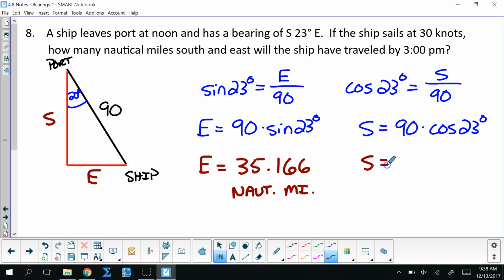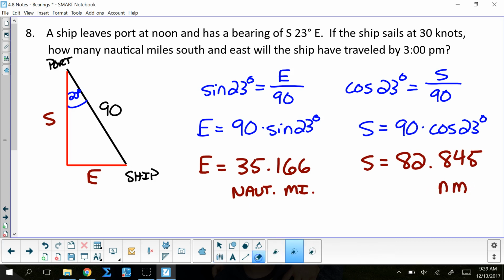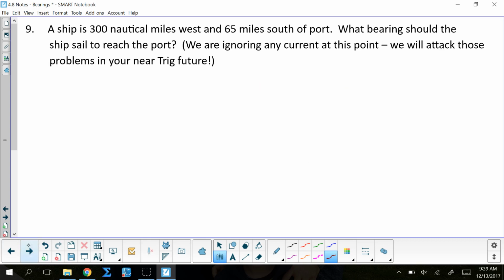And southerly component of 82.845 nautical miles. Yep. Fantastic. Let's try this one now.